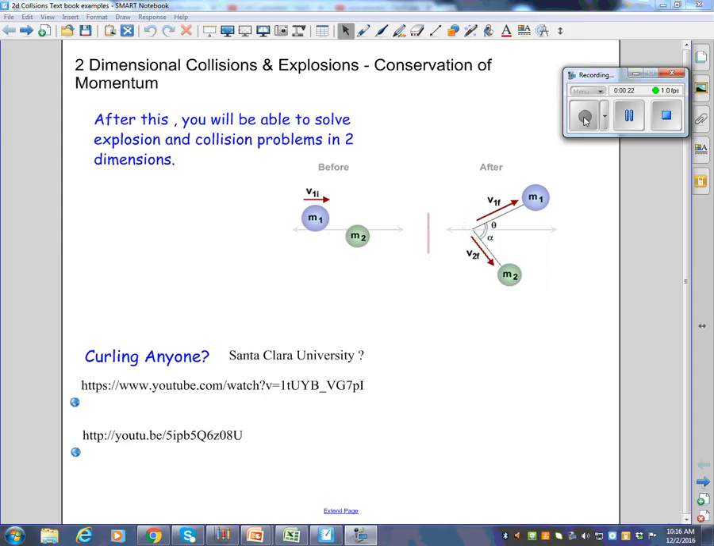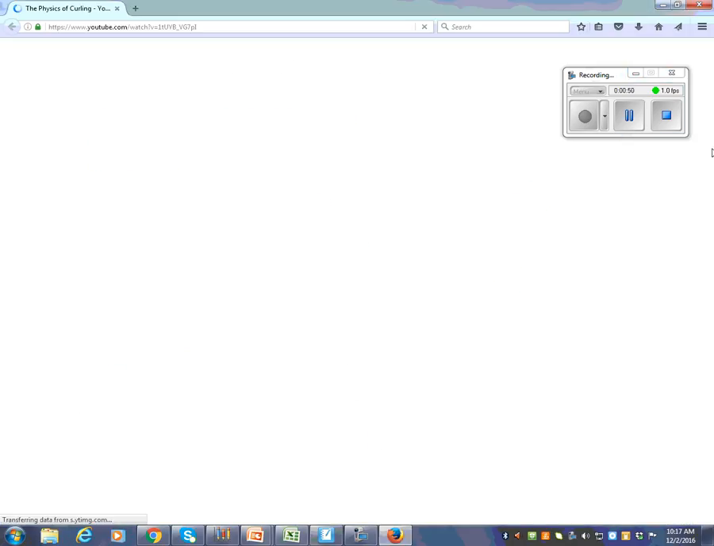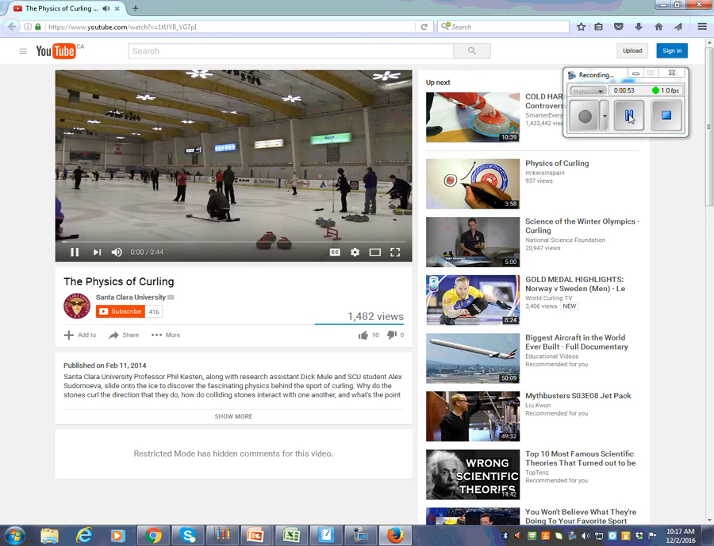Pick one? Okay. So it'll be something like this, where you've got mass 1 colliding with mass 2, and they sort of go off to the side. Now that obviously makes me think about curling, so I went looking for the physics of curling, and this is what I found. And I've got a little question mark here, Santa Clara University question mark, which you'll understand once you see the video. The university professor at Santa Clara University down in California decided to make a video, so it's kind of amusing to us Canadians.